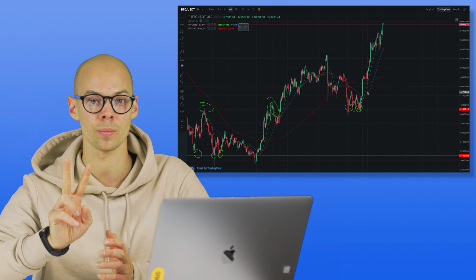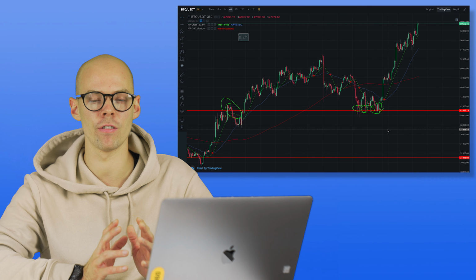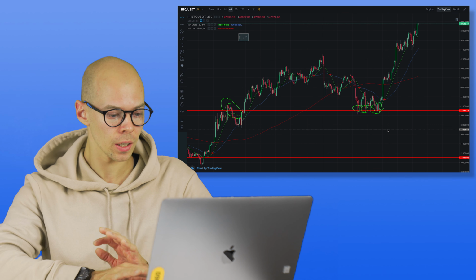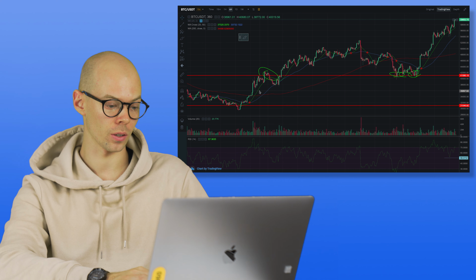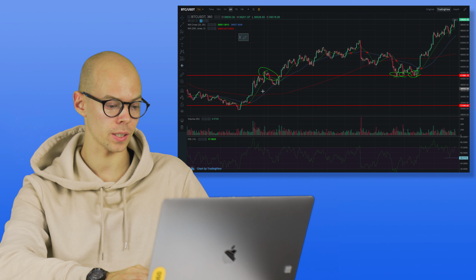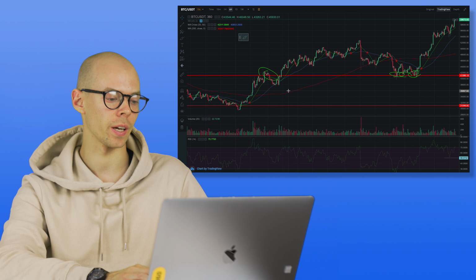Let's move on to number 2. Number 2 is moving averages. Moving averages are a very important indicator for trading. So I use the 20-day moving average, 50 and 200-day moving average. Now, if we look at our graph here again, the green line here that you can see is my 20-day, the blue line is my 50-day, and the red line is my 200-day moving average.